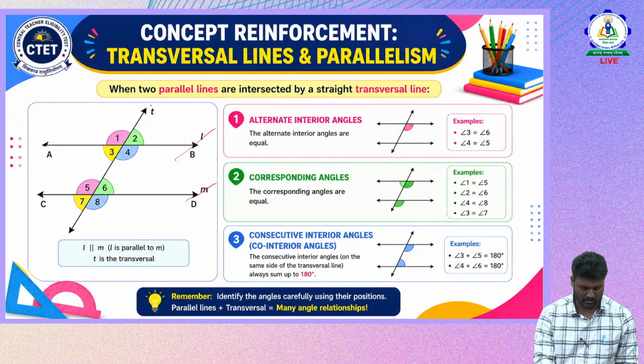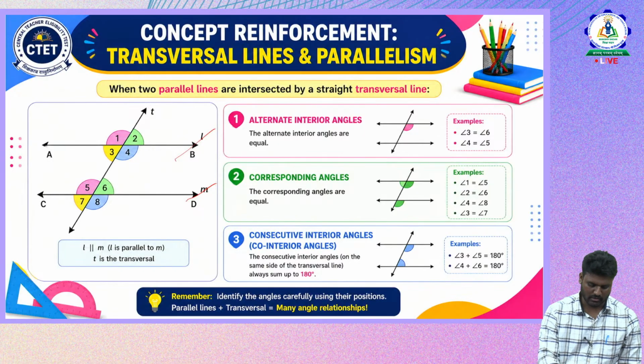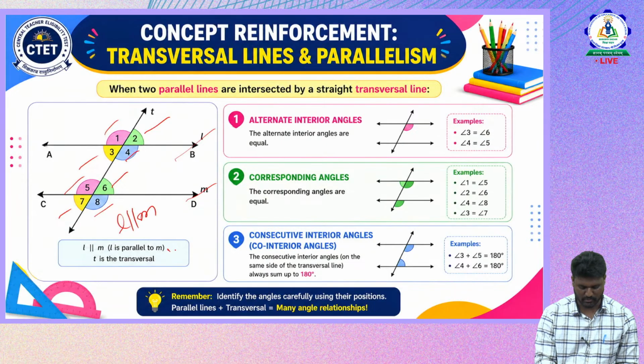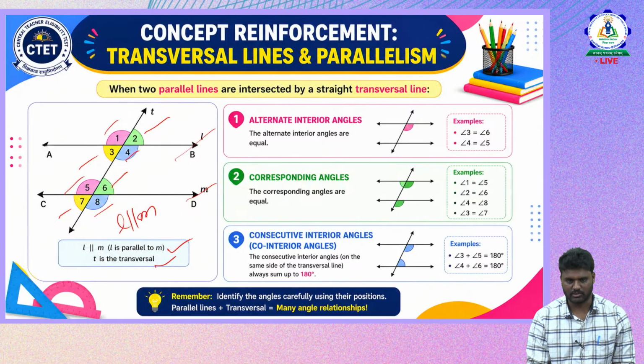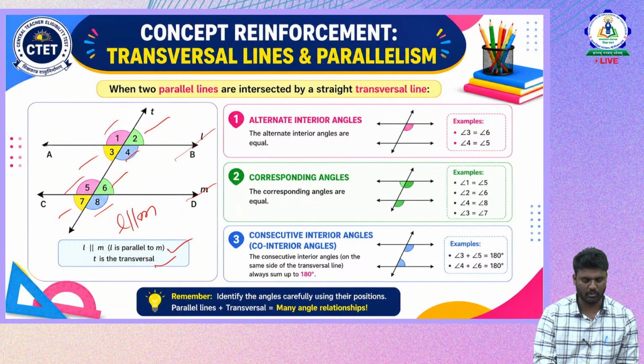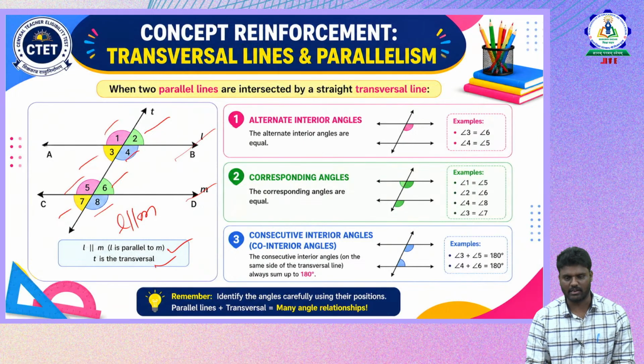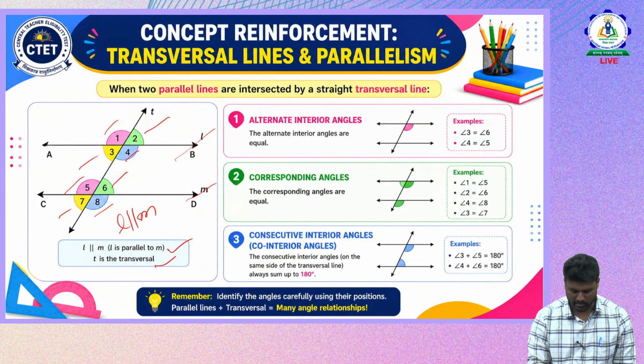When the parallel lines are cut by the transversal line, the angles are formed like this: angle 1, angle 2, angle 3, angle 4, angle 5, angle 6, angle 7, angle 8. Here L is parallel to M, and T is the transversal line. Now, alternate interior angles: so what is the alternate? Here we form alternate interior angles, corresponding angles and co-interior angles. Now what are the alternate angles here?